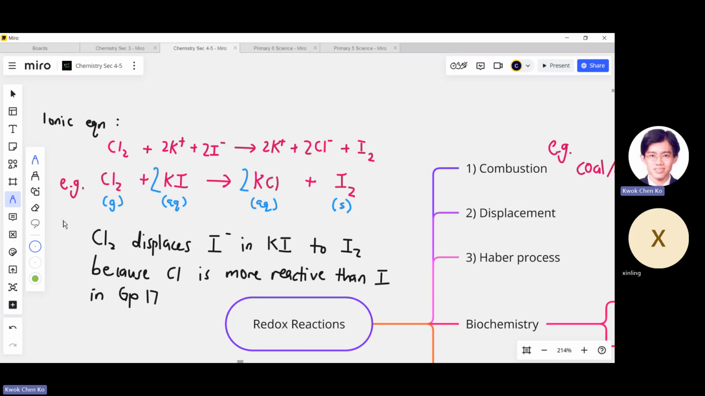Next, cancel out the spectator ions. I use the word ions, don't cancel out other things, just ions. So 2K plus cancels out with 2K plus. Make sure you don't go and cancel 2I minus with I2. Don't do that because this one cannot be cancelled out. I'm only cancelling the ions. So what remains? This is the final equation.